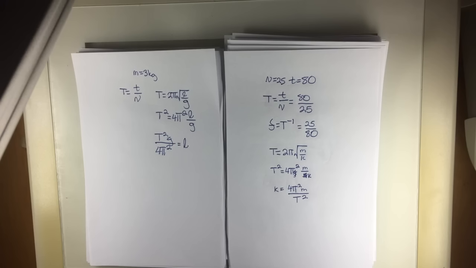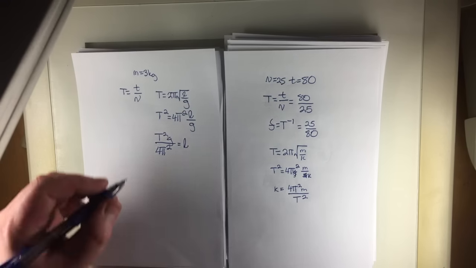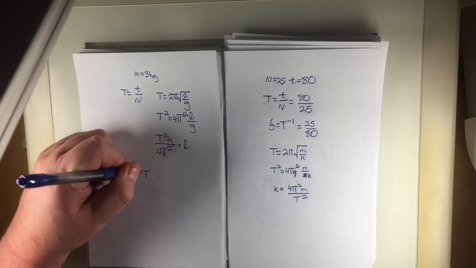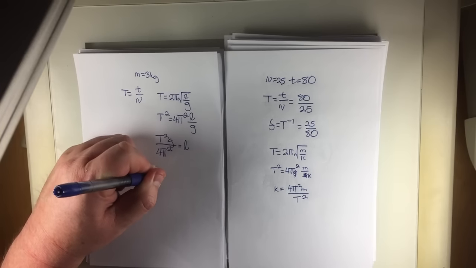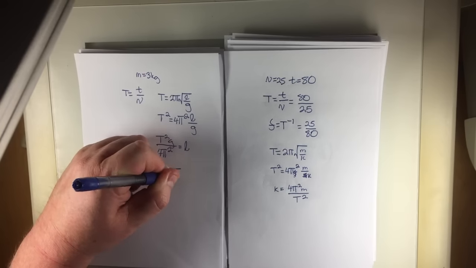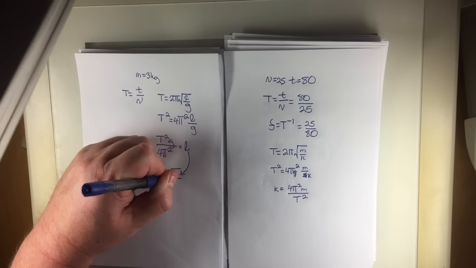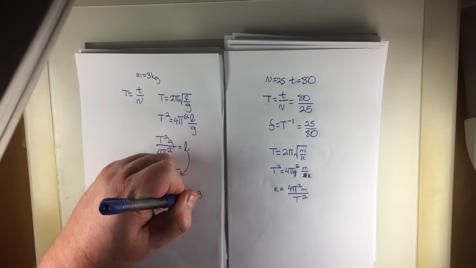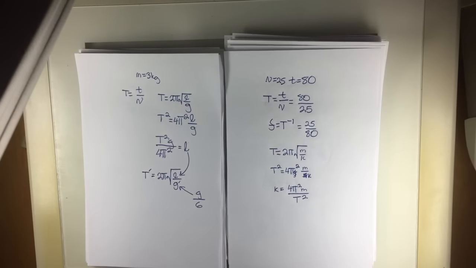If the experiment is performed on the moon, what is the new period of the pendulum? Now that you've got your L, take that L and put it in there, and then you've got g prime, and that g prime is g over 6. And then you have your new period.